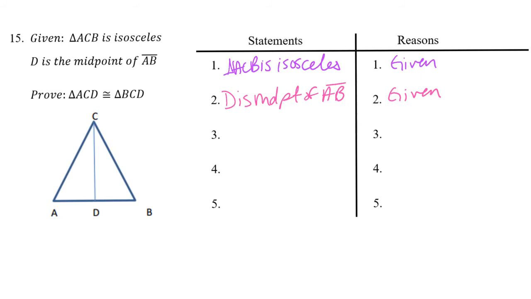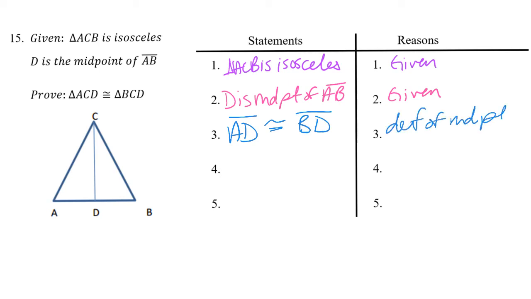All right, looking at this one, I went ahead and already wrote the givens. They're the same givens as the last way that I did this. What I am going to show you here is that we're still going to use that D is the midpoint, so it still gives you AD congruent to BD, and that's still definition of midpoint. So I'm still going to mark those the same.